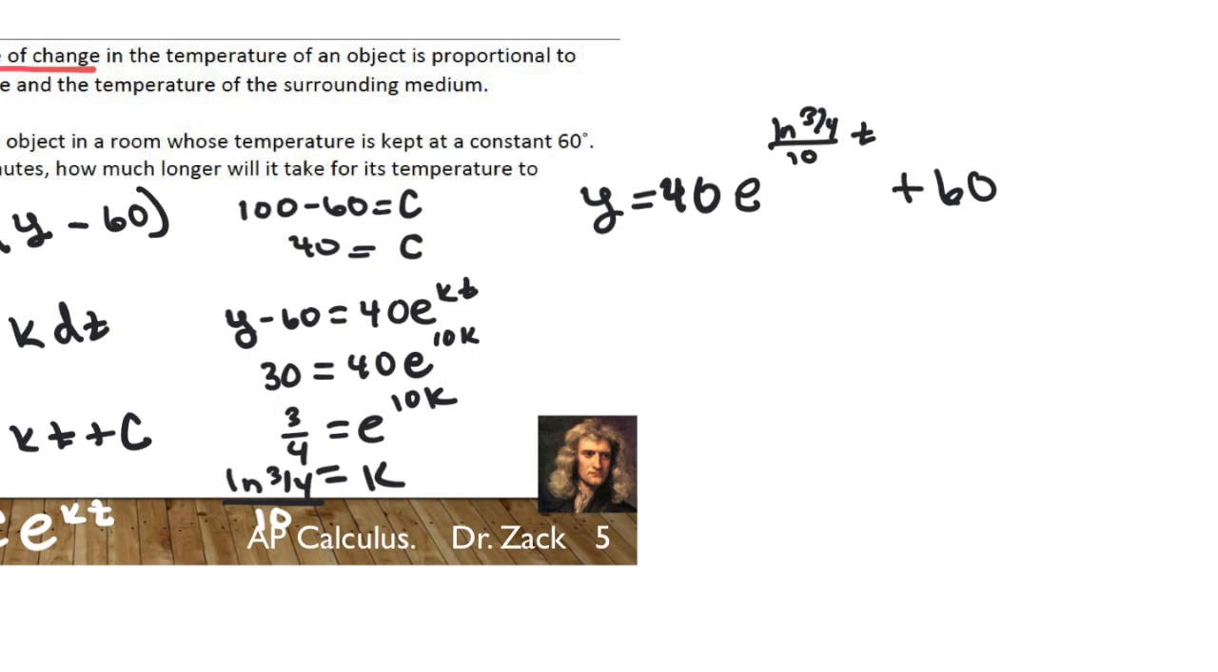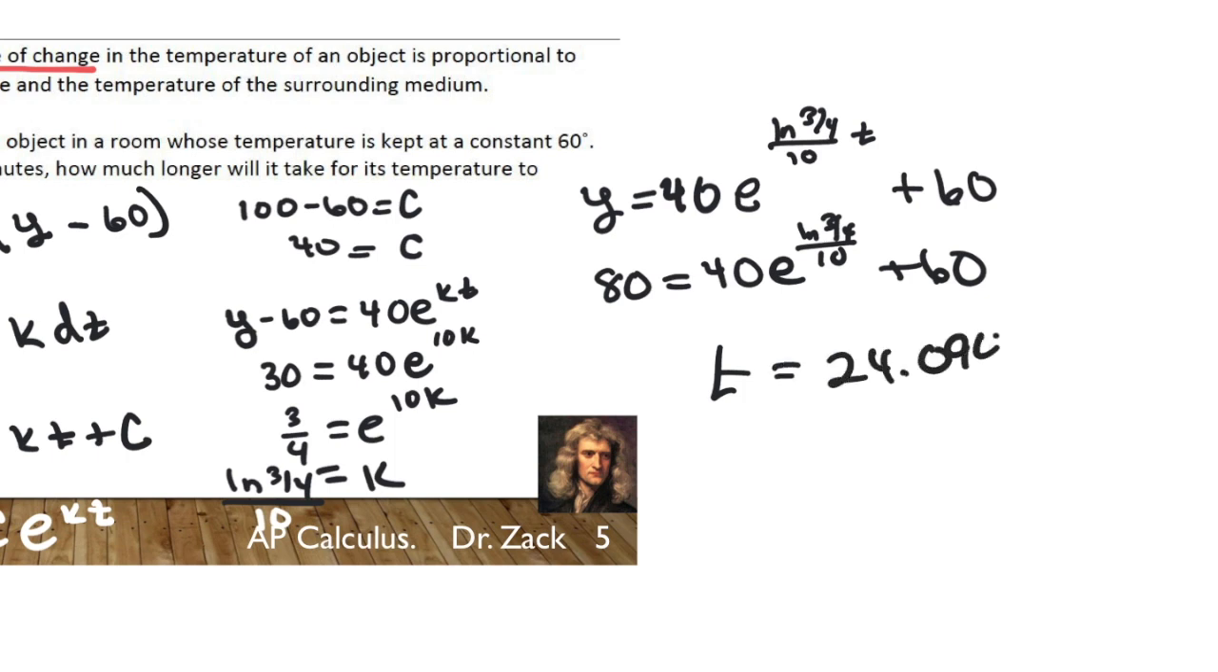Afterwards, it's time to figure out what happens when we let 80 equal our problem. So set 80 equal to your equation, and solve this for t. What you come up with is t equals 24.094 minutes. And it's going to take 14.094 minutes longer for our tea to cool.